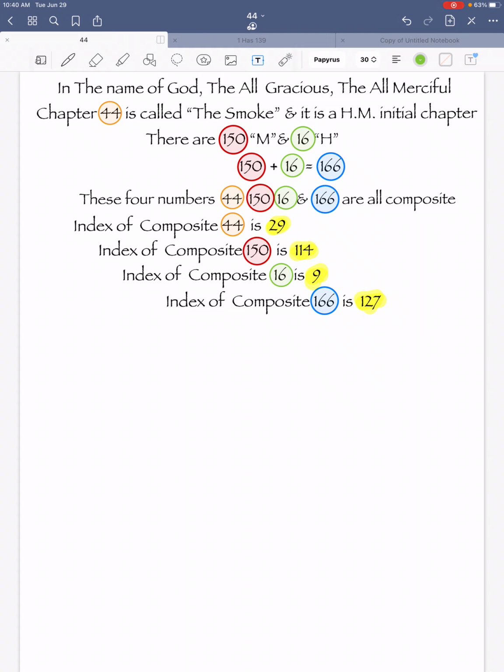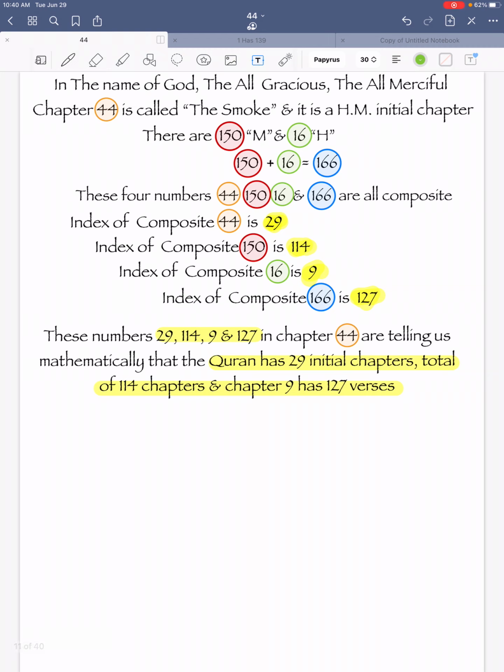These four numbers are making a very powerful statement here. These numbers, 29, 114, 9, and 127 in chapter 44 are telling us mathematically that the Quran has 29 initial chapters, total of 114 chapters, and chapter 9 has 127 verses. As you can see, the reason for initial meme being first and then initial ha on top of the page is it would put these numbers in the correct sequence. It gave us 29, 114, 9, and 127. 29 initial, 114 chapters, and 9 having 127 verses. Very simple mathematics to follow, and what a powerful statement at the end of it.